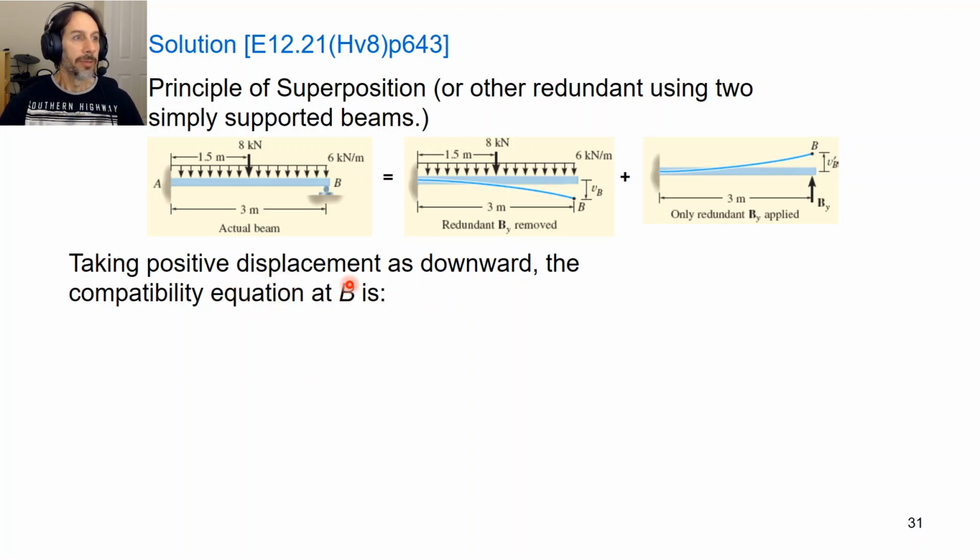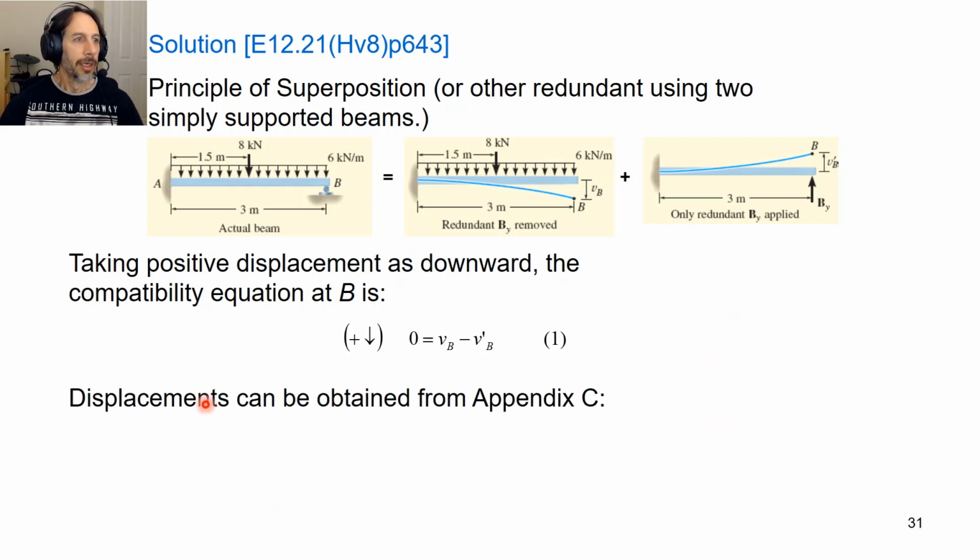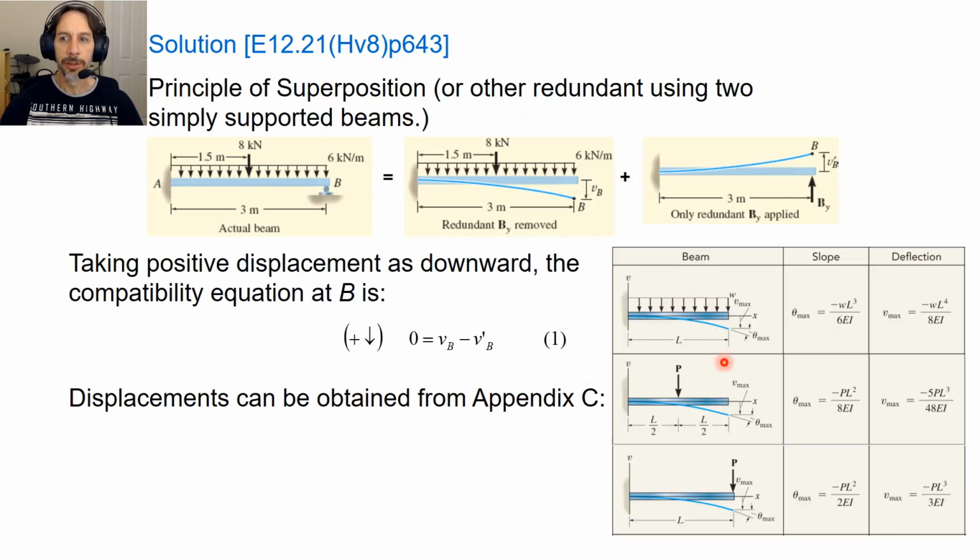Taking positive displacement as downward, the compatibility equation says that this minus this equals 0. These displacements can be obtained from Appendix C. That's just a table that we've been making use of in the previous videos. Here we've got the first one, uniformly distributed load over the beam. We want deflection at point B here, so that's given here for us.